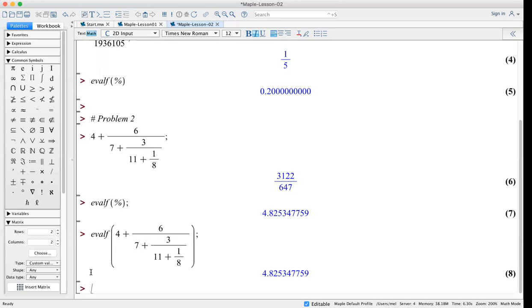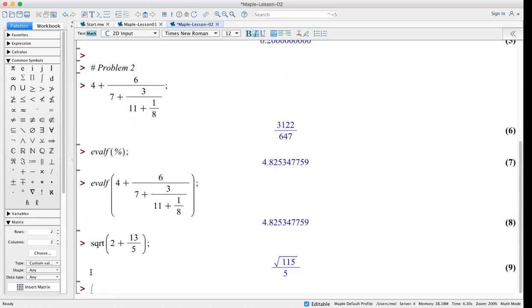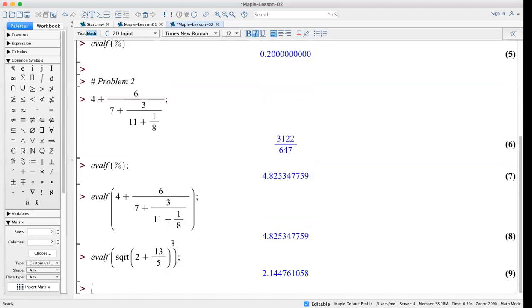Square root, the two ways to give the command for a square root in Maple. One is sqrt. So for the square root of 2 plus 13 divided by 5, well, I get this, but that's not really a decimal. So what I want is to evaluate this as a decimal, and that's what I get.